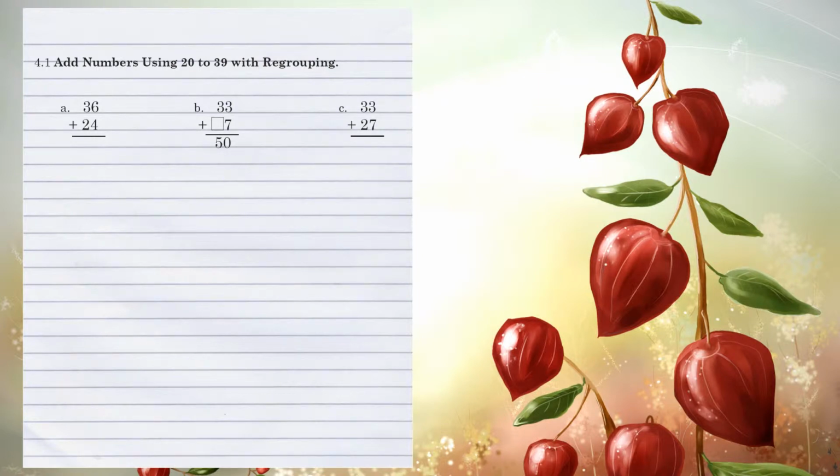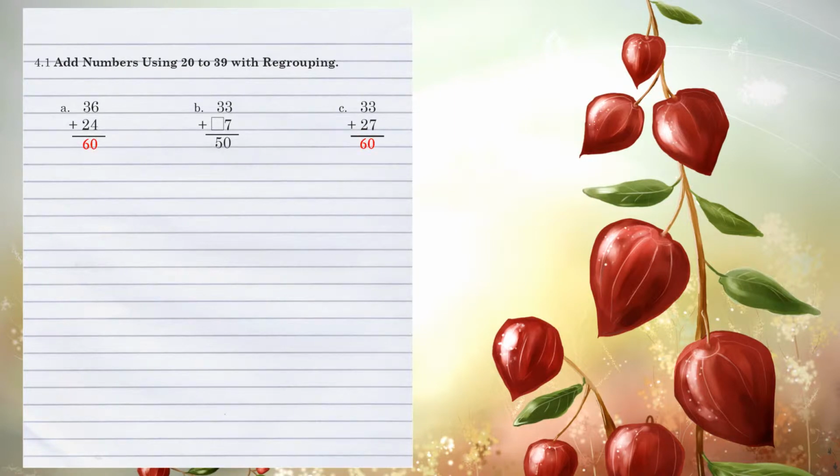Start off with the ones column. 6 plus 4 gives us a two-digit answer of 10. So we're going to write down the 0 and we're going to carry our 1 over into our tens column. So now when we add up our tens column, we have 1 plus 3 plus 2. So 1 plus 3 is 4. 4 plus 2 is 6 for an answer of 60.